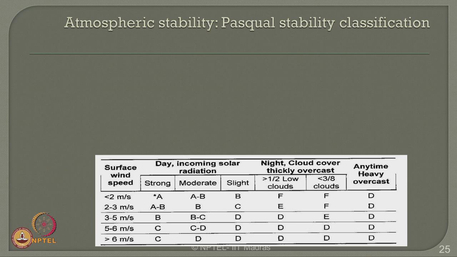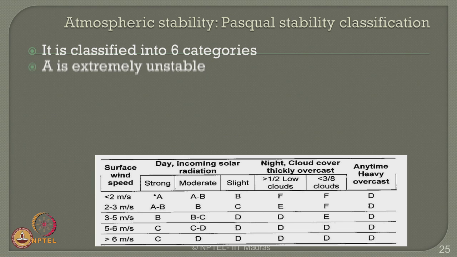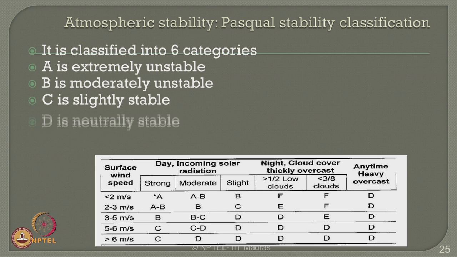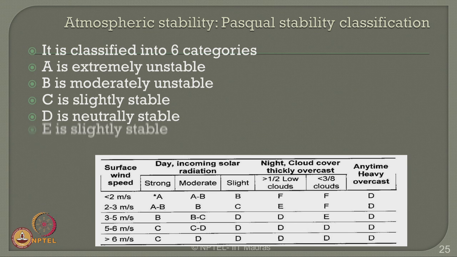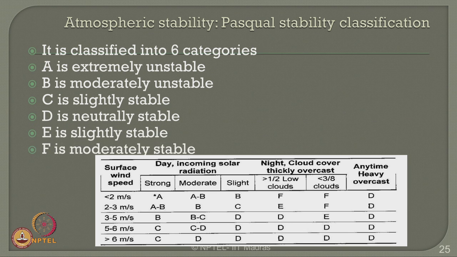They are also alternatively classified depending upon the Pasquill stability classification, as you see in the table, with nomenclature varying from A to F, in 6 categories. A is called extremely unstable, whereas B is moderately unstable, C is slightly unstable, D is neutrally stable, E becomes slightly stable, whereas F is moderately stable, depending upon the surface wind speed, which varies from 2 meters per second to as high as 6 meters per second. One can always find out the day, night and any-time overcast conditions depending upon the Pasquill stability class.